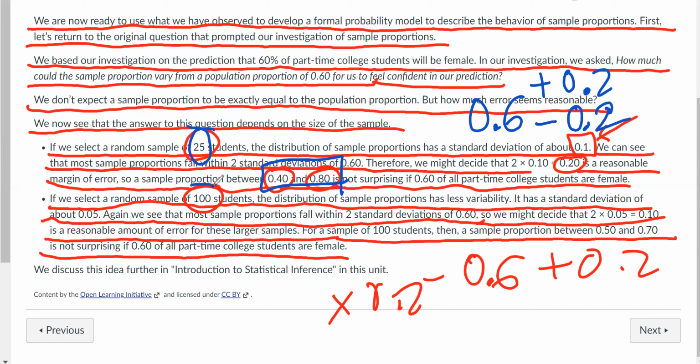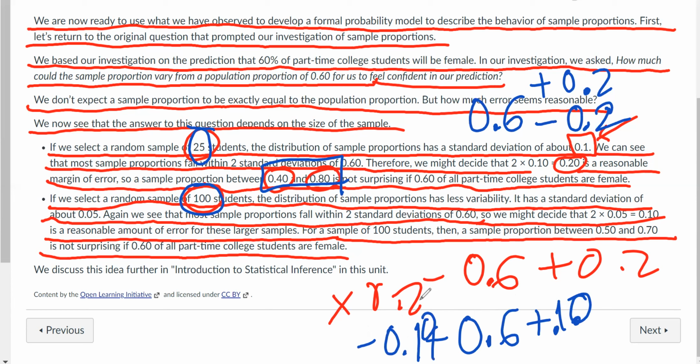But once we increased the number of students in our samples to 100, then we actually took that actual proportion, 0.60, and we added only 0.10. So we could be more sure, I guess, is what's going on here. Instead of adding or subtracting 2 times the standard deviation, we only have to add or subtract 0.1. So the larger your sample size, the more closely your random sample should reflect the actual average.